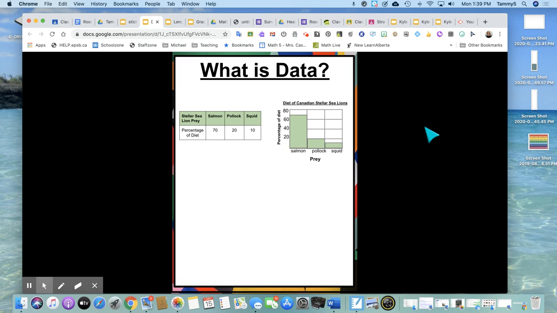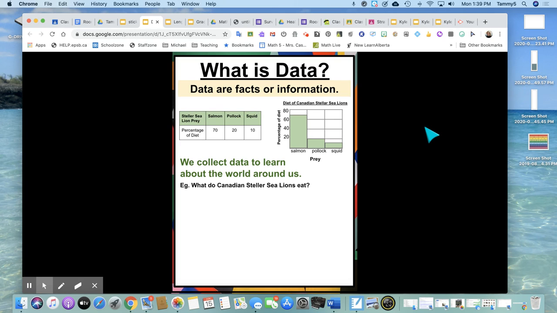So what is data? Data is simply facts or information, and we can collect data to learn about the world around us. So the first step in collecting data is to ask a question. The question that I asked when I was a biologist before I became a teacher was, what do Canadian Steller sea lions eat compared to the Alaskan population? Because if you remember, the Alaskan population has been decreasing by over 80%, and we were trying to figure out the reason why.